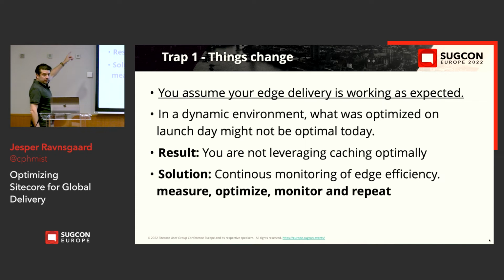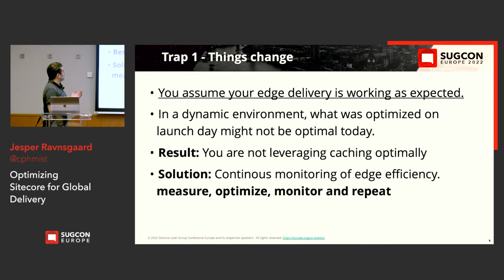The first one, case in point, the flag, the redirect. You assume that what you're doing on the edge is working optimally and correctly. You assume it's as expected. One of the main reasons is that when it's set up initially, it's fine. Whoever did it, looked at it, and it works out well.